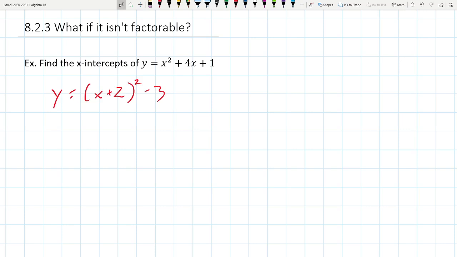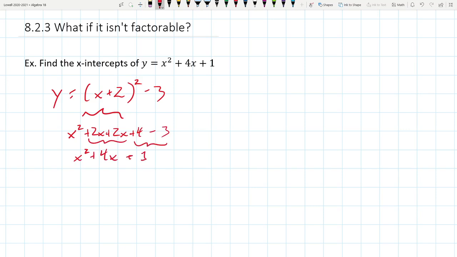Okay, so if you don't believe me, which you shouldn't, multiply it out and see if you get to the same standard form equation. So I will do that just real quick, just to prove that it works. If I multiply out x plus 2 squared, again, that's x plus 2 times x plus 2. So I'll end up with x squared plus 2x plus 2x, and then plus 4, and then minus 3. So we can see here, these are going to give me x squared plus 4x. 4 minus 3 is going to give me plus 1.